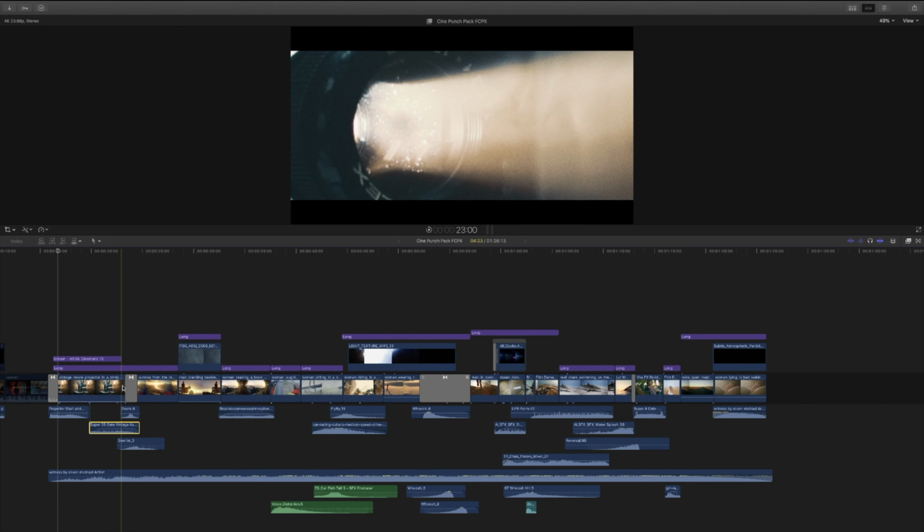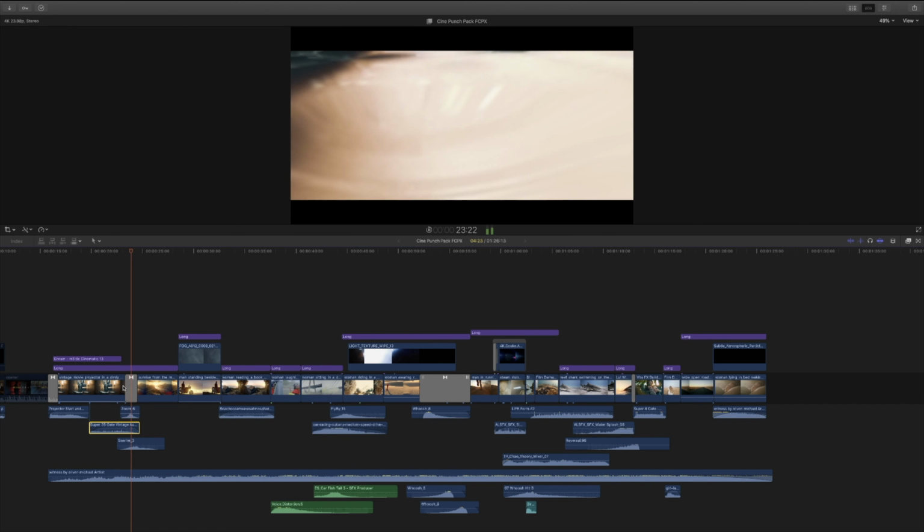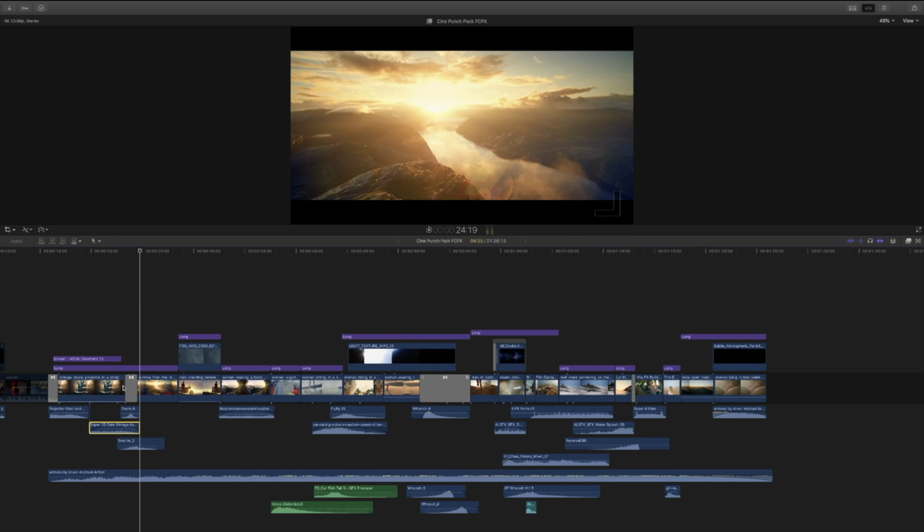The first transition I used was a perspective transition. As you can see, when it goes boom from the light to the other light, and it has that twist of the film.